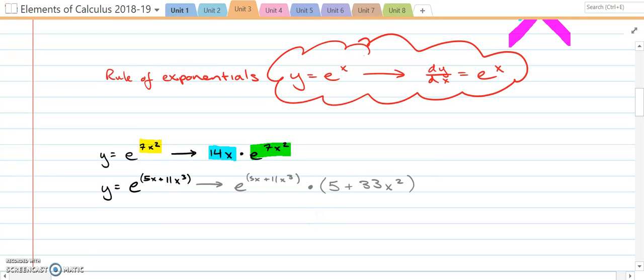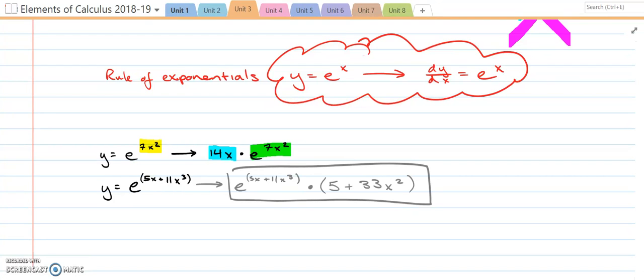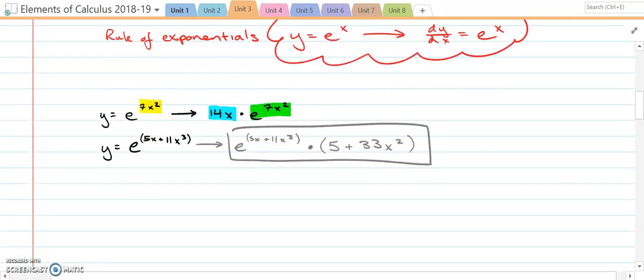So again, the new rule is the rule of exponentials. E to the x becomes e to the x. But you still have a chain rule. Let's talk about another rule then.